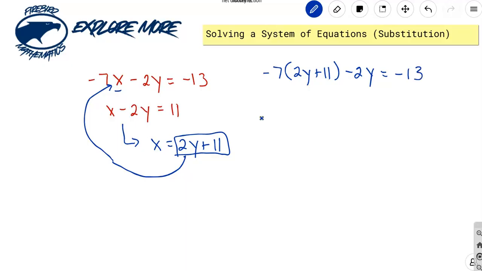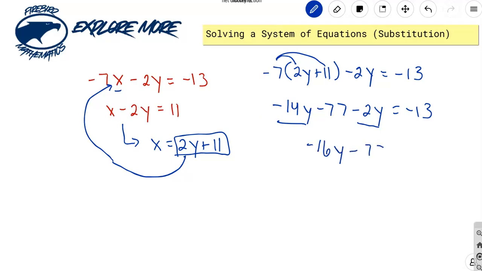So we did our substitution. Now we only have one variable here, just y, so we can solve this equation. We're going to distribute the negative 7. So negative 14y minus 77 minus 2y equals negative 13. We can combine like terms. I have negative 14y and negative 2y. So negative 16y minus 77 equals negative 13. Add 77 to both sides to clear that out of the way. Negative 13 plus 77 is 64. And then we would divide by negative 16 and get y equals negative 4.